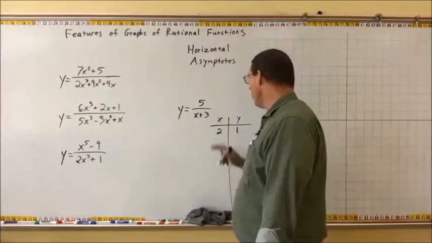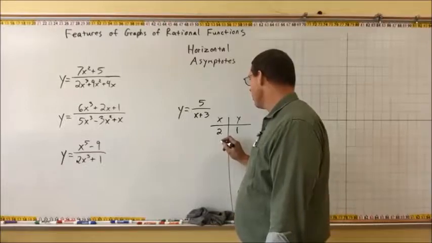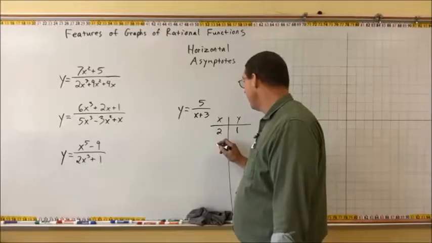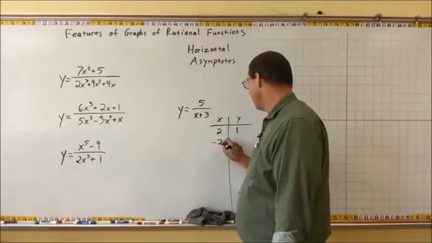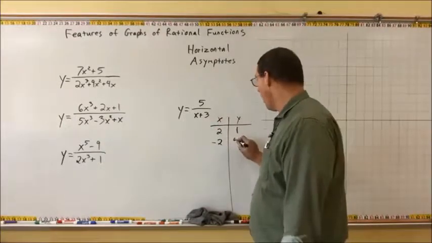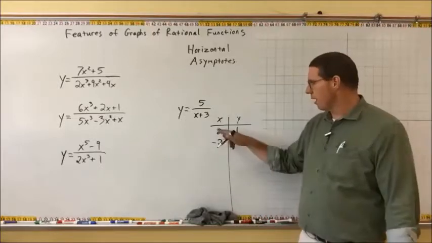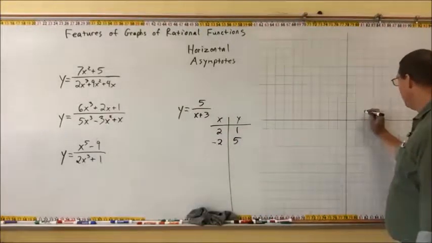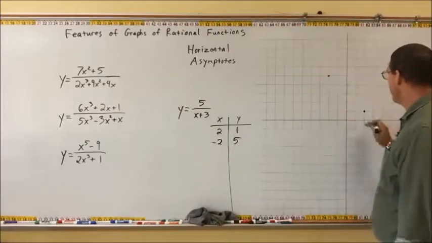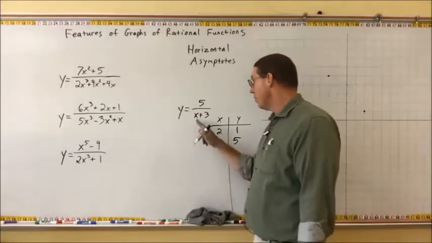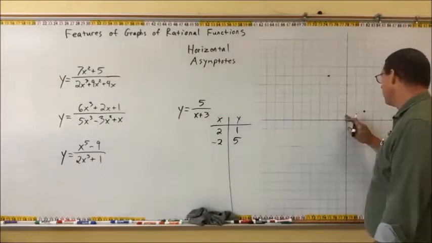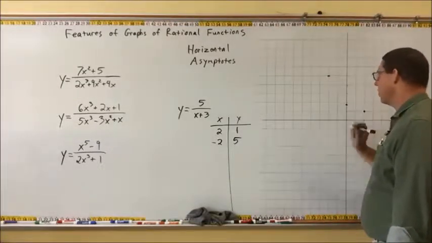What if x instead was negative 2? Negative 2 plus 3 is equal to 1, and 5 divided by 1 is 5. These are normal output values. We have the points (2, 1) and (-2, 5), so we know the graph goes through these two points. For the y-intercept, if we put 0 in for x, 0 plus 3 is 3, so that's 5/3, which is 1 and 2/3. So here's the y-intercept right here.